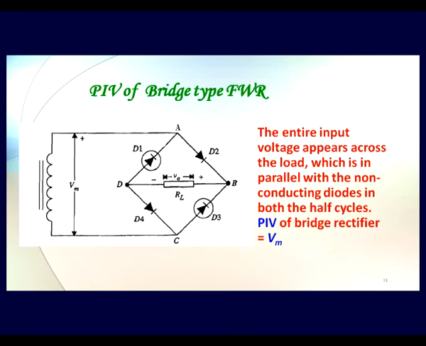The PIV of this bridge type full wave rectifier is quite simple, because these two, D1 and D3, are in parallel vis-a-vis RL. Because if D2 and D4 are conducting, then almost their resistance is 0, so they are almost a short. So D and C points are together, A and B points are together. So whatever is the voltage across the secondary, Vm, is going to appear across the load, and so also across D1 and D3 simultaneously. So both D1, D3 will have to sustain Vm as the peak inverse voltage across them. So the peak inverse voltage is now half of what it was for the center tap full wave rectifier.